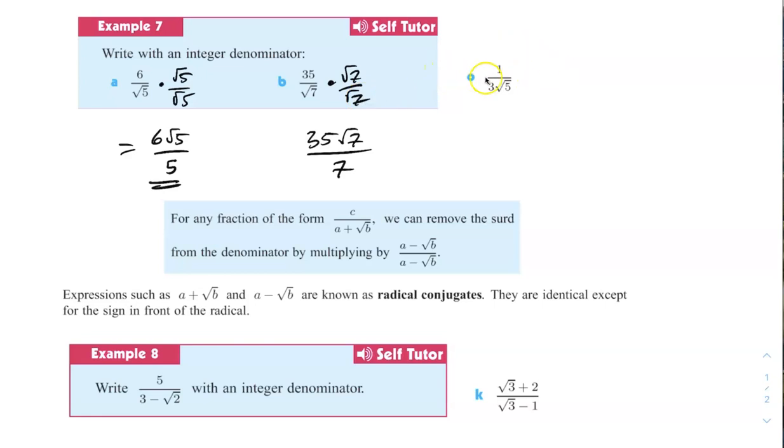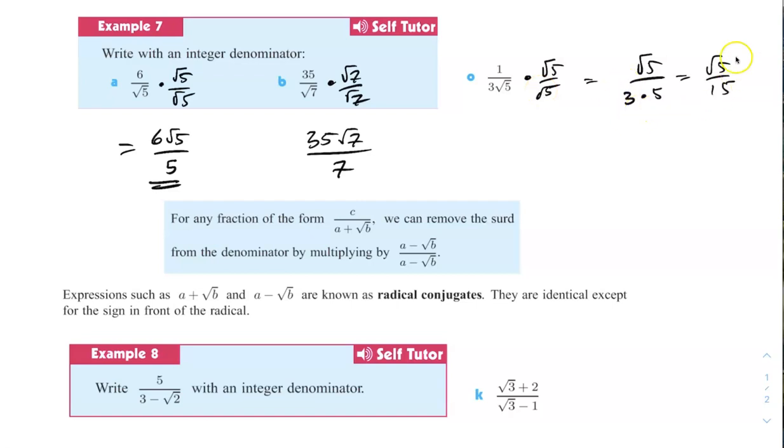Now look at this one I added, 1 over 3 rad 5. Now remember, the rad 5 is a problem, so that's all you're going to multiply by, the rad 5. So on top I'm going to get rad 5. On the bottom I get 3. Remember, rad 5 times rad 5 is just 5, so 3 times 5, which gets me rad 5 over 15.